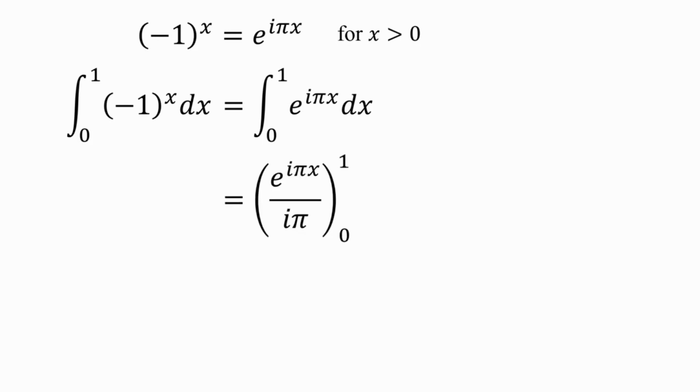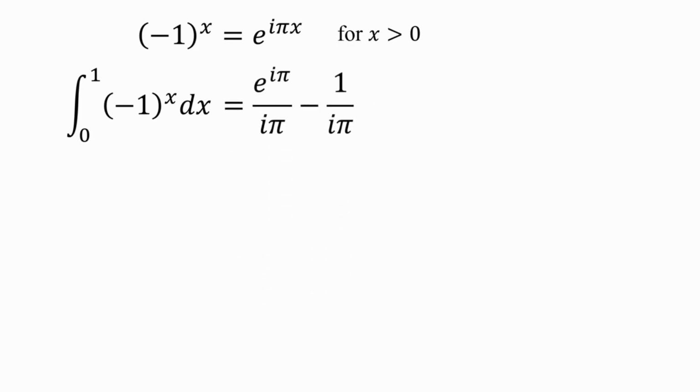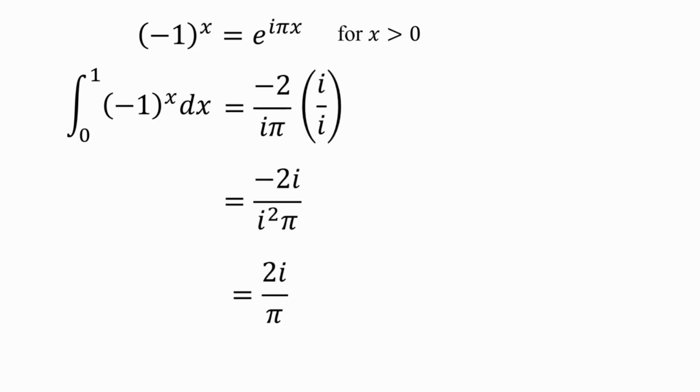And we want to evaluate this from 0 to 1. So we substitute those in and now we're going to simplify. e to the i pi is equal to -1 and then we combine these fractions. We could then simplify this a little bit more. We multiply the numerator and denominator by i, and since i squared is equal to -1 this all simplifies to be 2i all over pi.